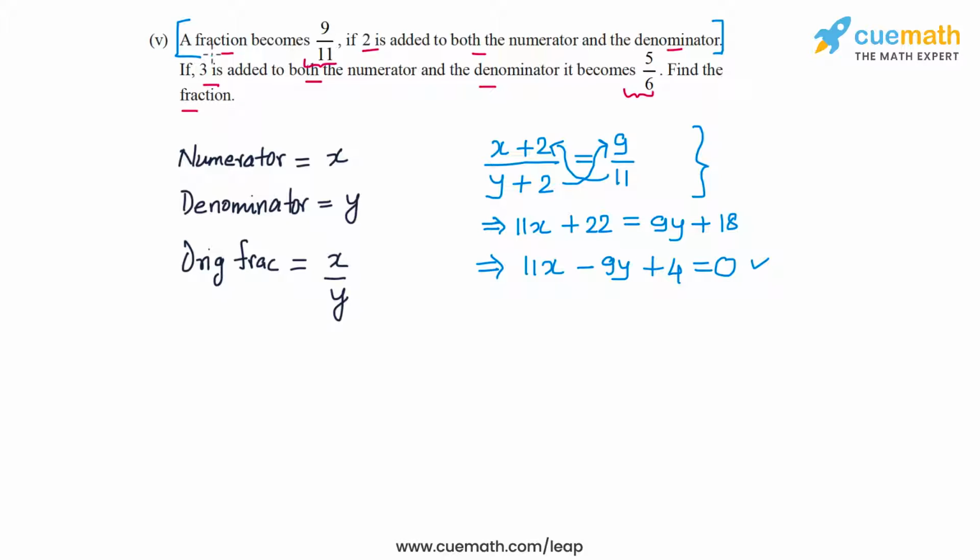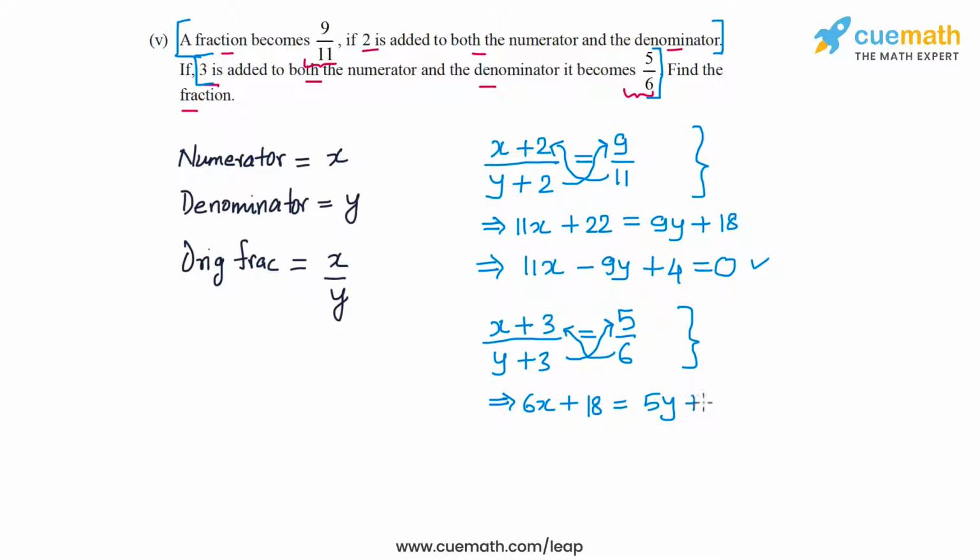And now let's use the second piece of information. If 3 is added to both the numerator and the denominator of the original fraction, it becomes 5 by 6. So if I add 3 to the numerator and 3 to the denominator, the new fraction is x plus 3 by y plus 3, and the numerical value of this fraction is 5 by 6. So again, from this we can find our second linear equation in x and y. Let's multiply 6 with x plus 3 and 5 with y plus 3. This will give me 6x plus 18 is equal to 5y plus 15, and I can write this as 6x minus 5y plus 3 equal to 0.